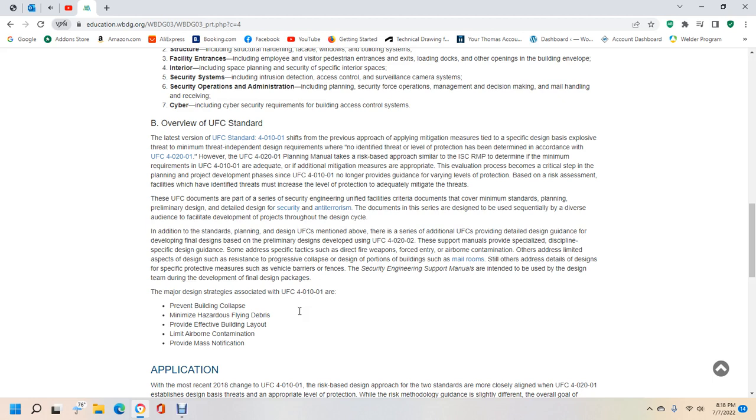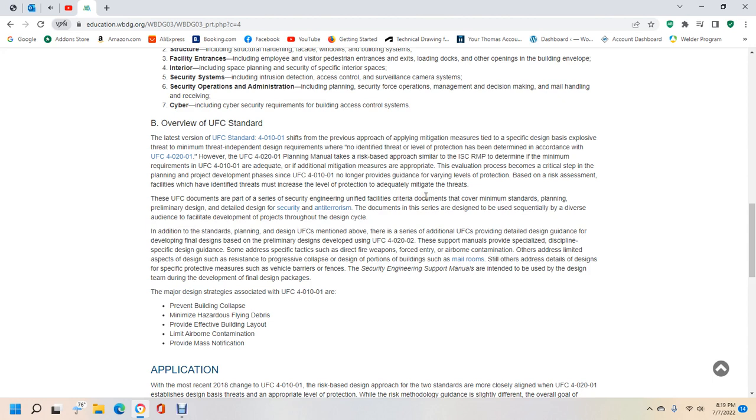However, the UFC 4-020-01 planning manual takes a risk-based approach, like the ISC RMP, to determine whether the minimum requirements of UFC 4-010-01 are adequate. For additional mitigation measures, the appropriate evaluation process becomes a critical step of planning within the project development phases. The UFC provides guidance for various levels of protection based on risk assessment. Facilities that identify threats may increase the level of protection to adequately mitigate them.